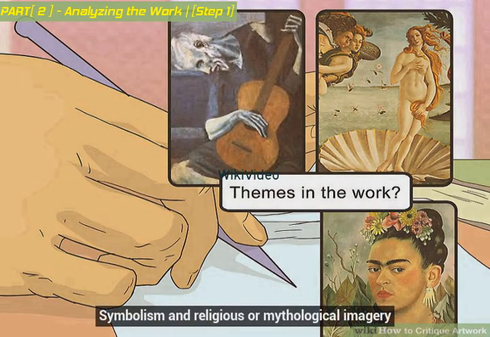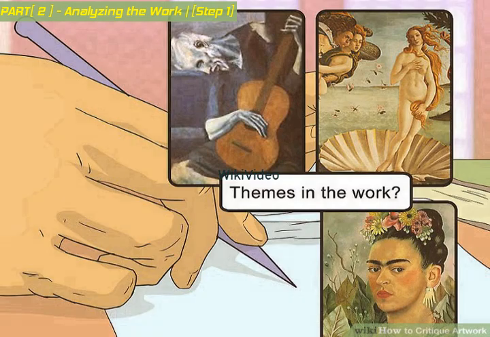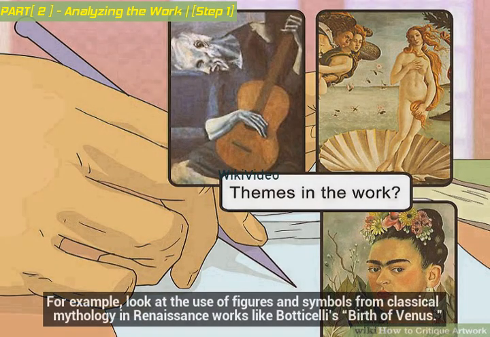Symbolism and religious or mythological imagery. For example, look at the use of figures and symbols from classical mythology in Renaissance works like Botticelli's Birth of Venus.